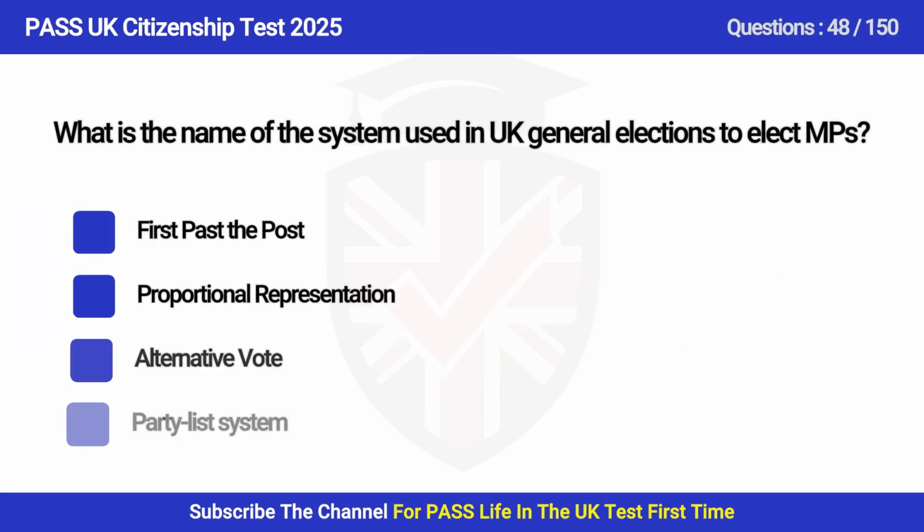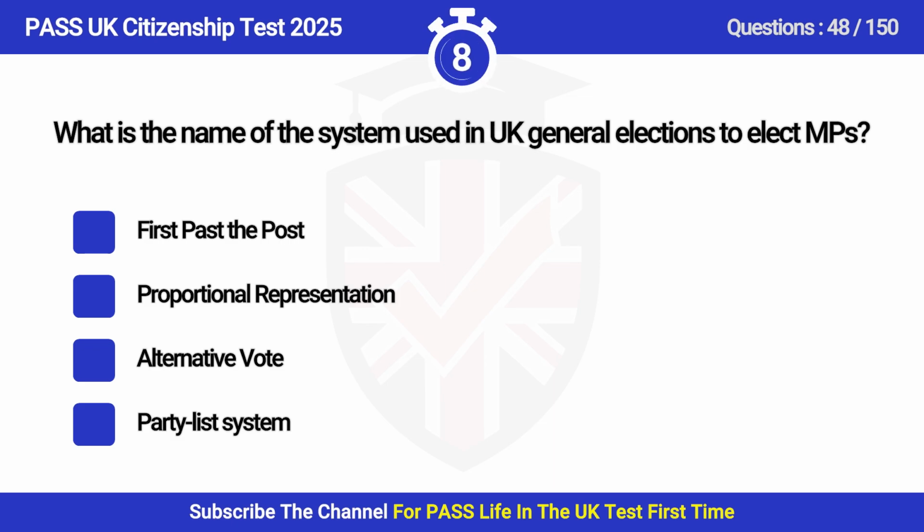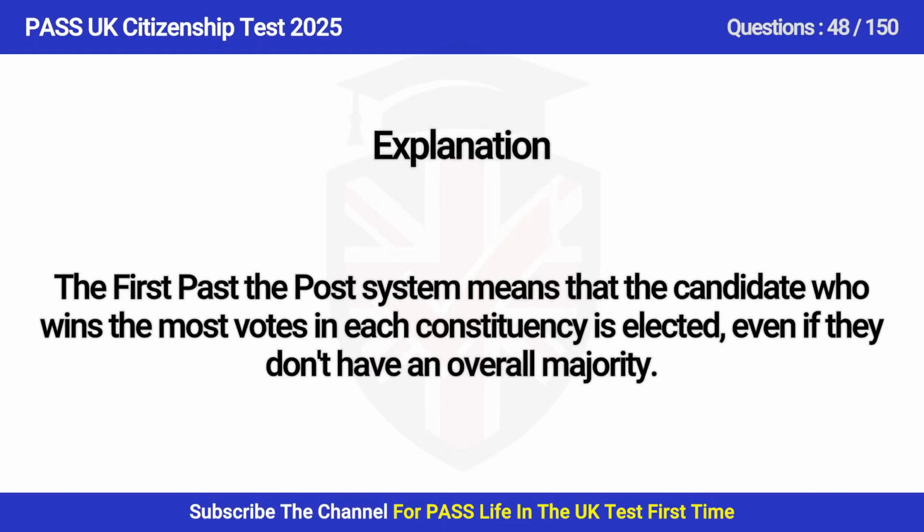Question 48. What is the name of the system used in general elections to elect MPs? A. First past the post, B. Proportional representation, C. Alternative vote, D. Single transferable vote system. Answer is A. First past the post. The first past the post system means that the candidate who wins the most votes in each constituency is elected, even if they don't have an overall majority.